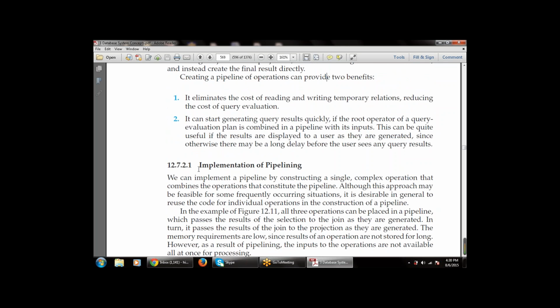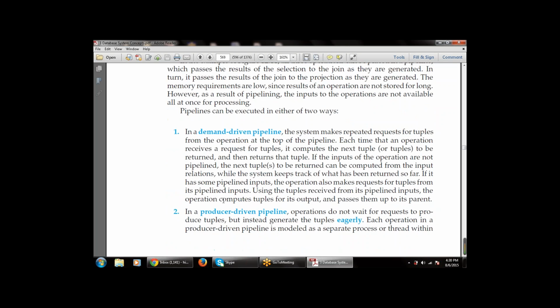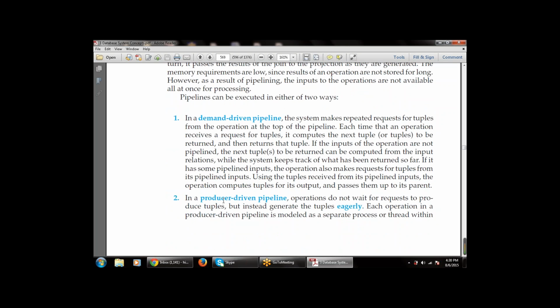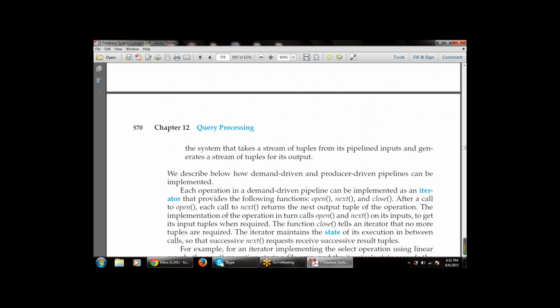Then we discussed the implementation of pipelining, that is, how to implement pipelining. There are two methods by which we can execute pipelining: one is demand driven pipelining, and the other is producer driven pipelining. Each operation in demand driven pipelining can be implemented as an iterator that provides the following functions: open, next, and close. These are the three functions provided with pipelining.